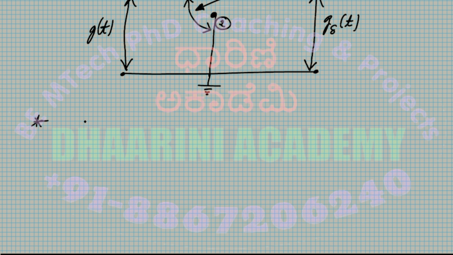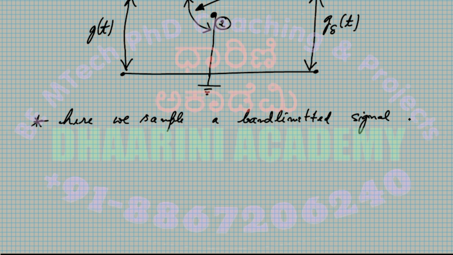So here we sample a band limited signal, that is g of t, by a Dirac comb function. So when I say Dirac comb, it implies the switch which we are considering here.